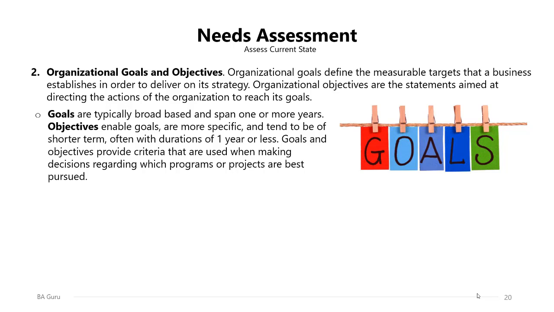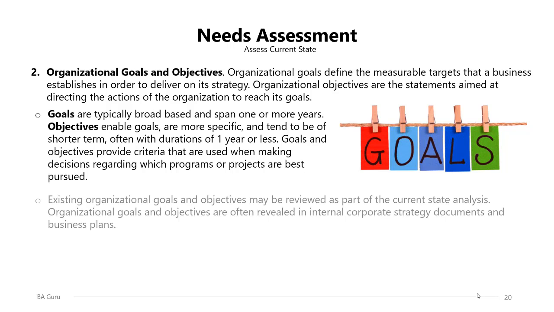If you are working in an organization or an enterprise, you will never proceed with an opportunity or a project or a program or portfolio without having a clear alignment between this opportunity and the organizational goals and objectives. This is why it's an important input in order to conduct the current state assessment. Existing organizational goals and objectives may be reviewed as part of the current state analysis. Organizational goals and objectives are often revealed in internal corporate strategy documents and business plans.